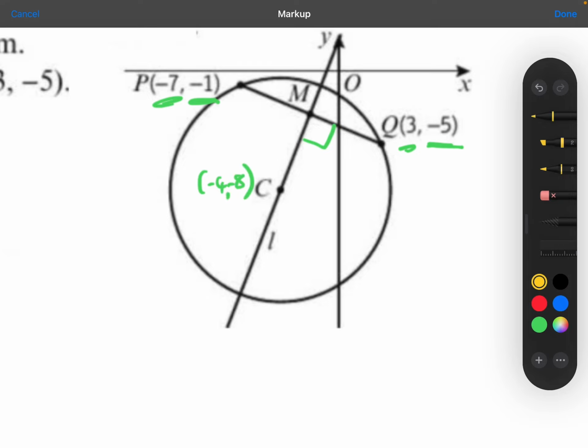I'm now going to use that to help me get the radius of the circle by doing a little bit of Pythagoras. The change in the x coordinates from minus 4 to 3 is 7. The change in the y coordinates from minus 8 to minus 5 is 3. So 7 squared plus 3 squared, all square rooted, we get root 58.